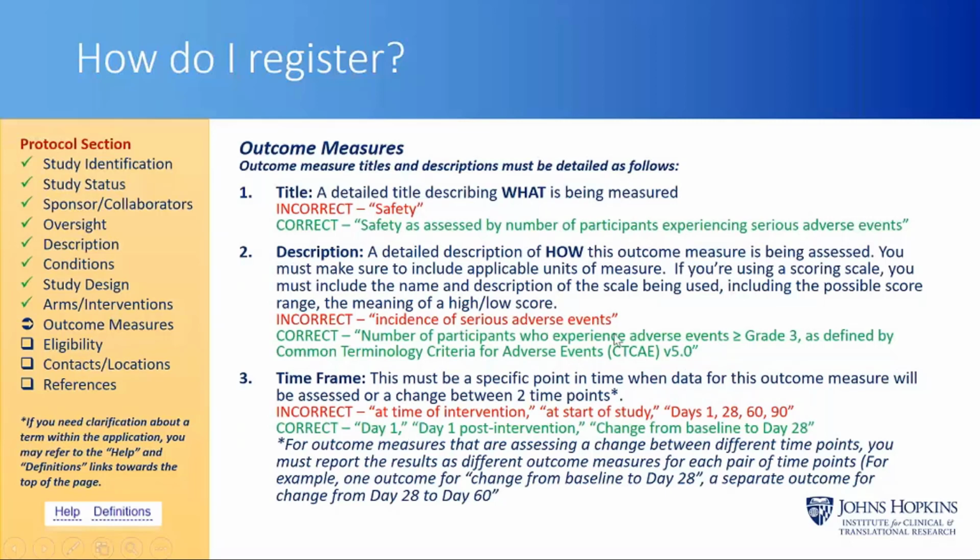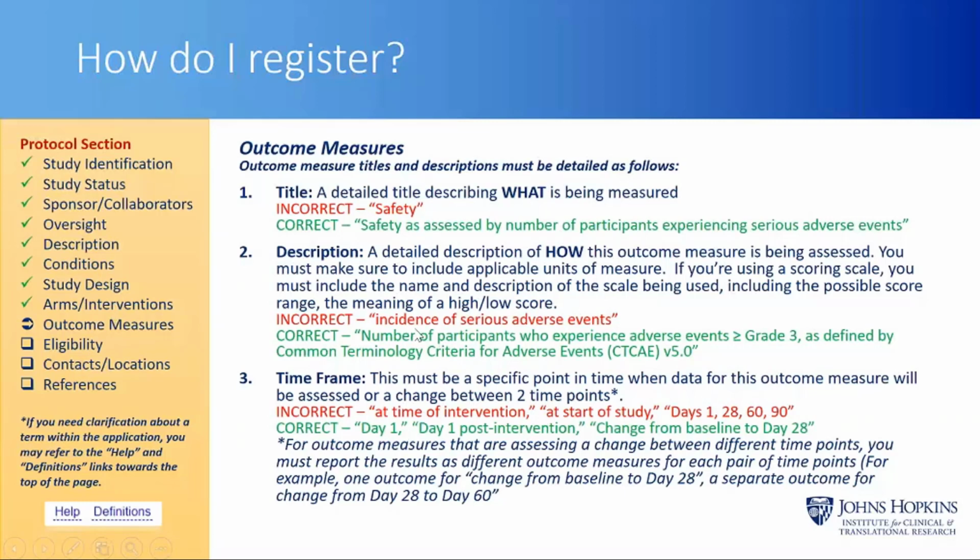You can't just say incidence of serious adverse events. It doesn't work. So it has to be very specific. When you're entering results, you'll know that you have to specify the unit of measure, what number is going in. So that's why you need to specify that here. You need to include the unit of measure. You need to include any scales.